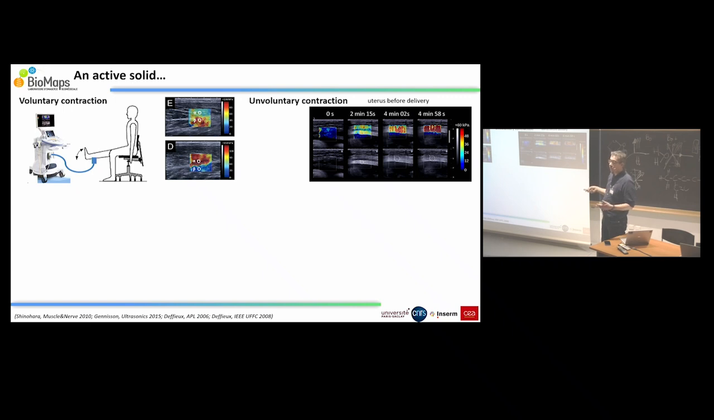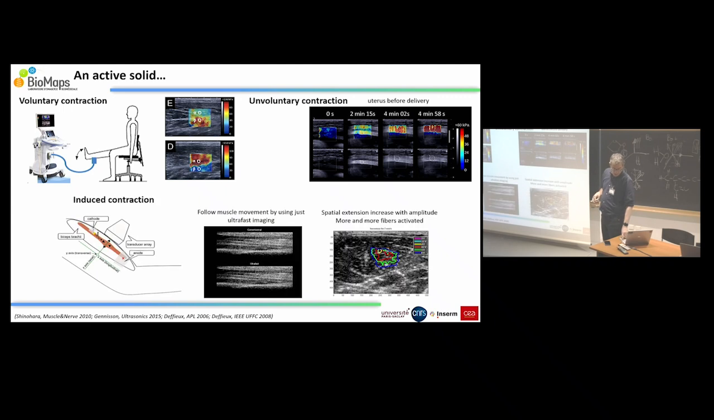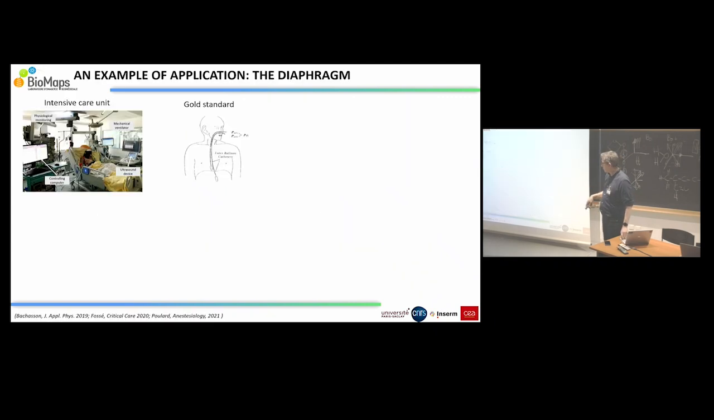You can also follow some involuntary contraction because the system is really fast. So here it's a uterus that is contracting before delivery. So you can see the change in the contraction. You can have some information. And I will switch that, it's okay.